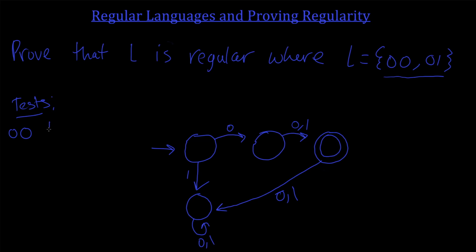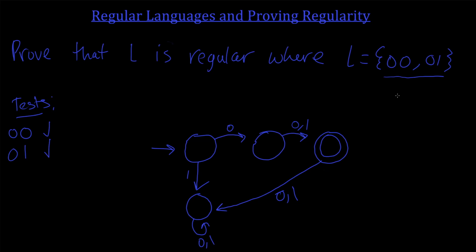So 0, 0 is accepted, which is what we want because 0, 0 is in the language. Okay, let's test 0, 1 and make sure it's accepted. So we start at the start state, we read in a 0 and move to this reject state. We read in a 1 and move to this accept state. We've finished processing the string, and we are on an accept state. So this string is accepted, and that's what we want because 0, 1 is in the language.